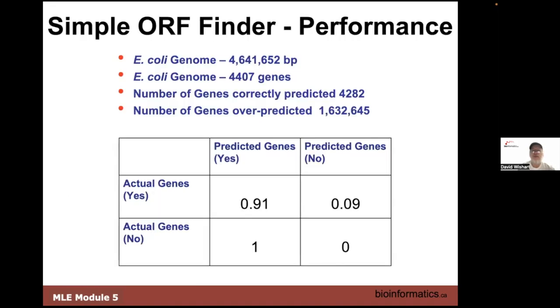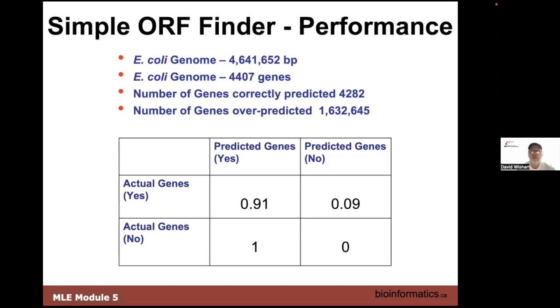If we run our simple ORF finder on the 4.6 million bases, accounting for extra stop codons, using minimum gene lengths, which we know about already, and using multiple start codons, including ATG and GTG, we get 4,282 correct genes identified. So that's a little over 91%. However, we overpredict 1.6 million genes.